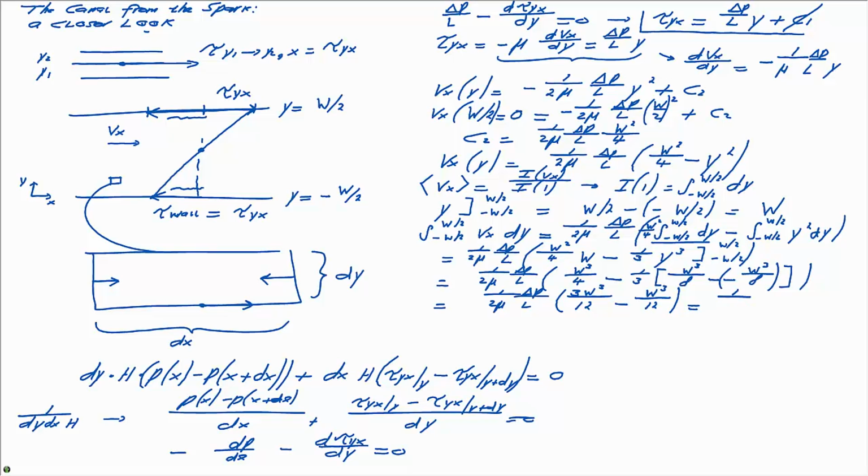So we can write 1/12 mu delta P over L W to the power 3. Now we need to remember that Vx average was I of Vx over I of 1, and I of 1 was W, so our final answer here is we still have to divide by W, leaving W squared. This is our final answer.